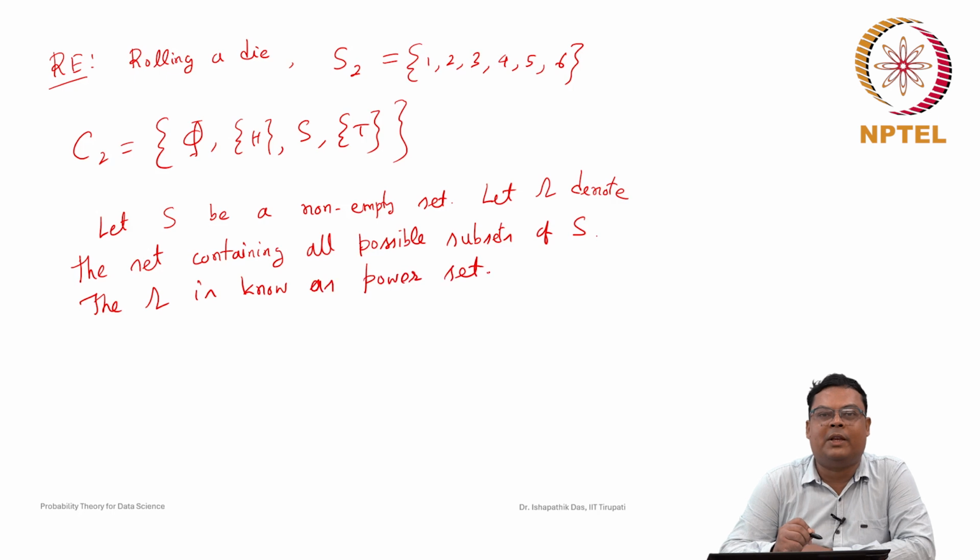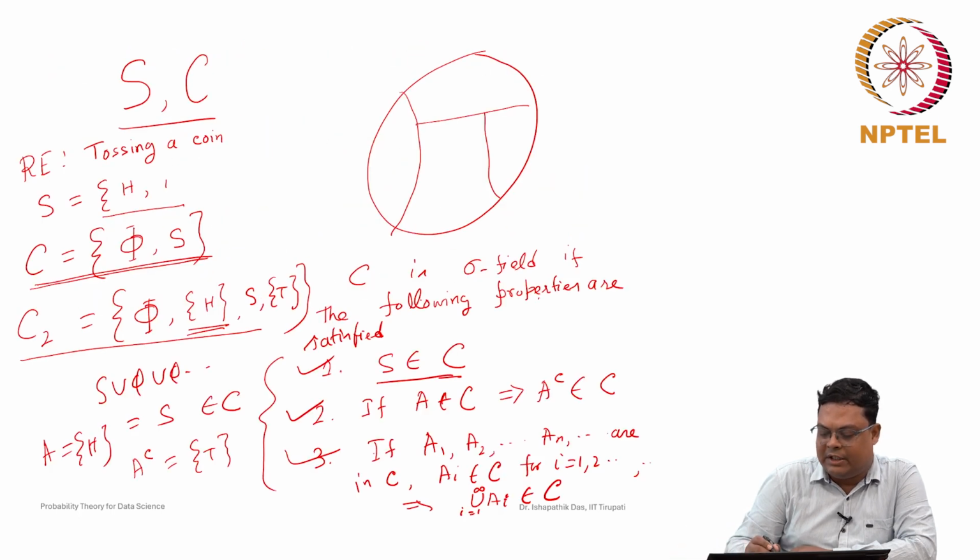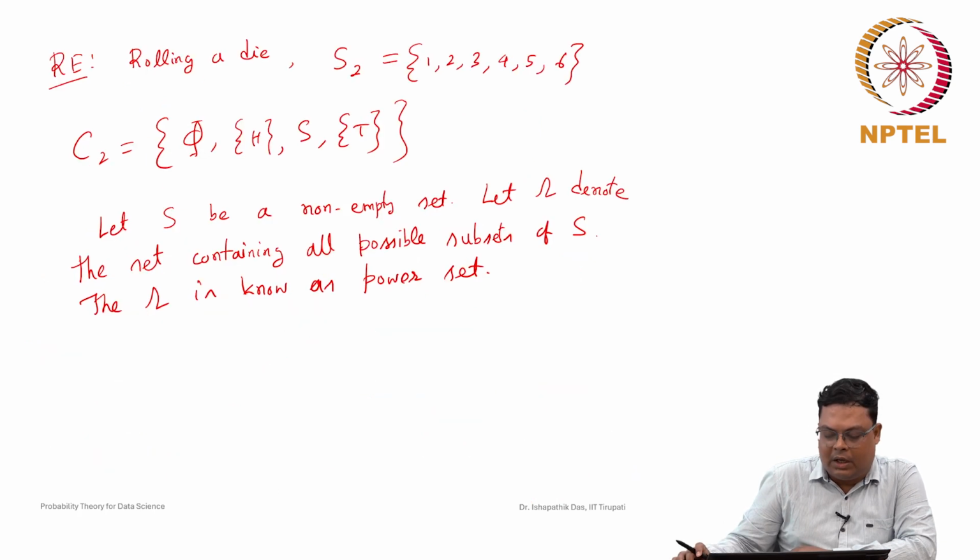So, power set means it contains all subsets of S. Obviously the power set is a sigma field, because the power set will satisfy all these properties. S belongs to C, A belongs to C, and A complement too, because all the subsets we have included there. So C2 is a power set.